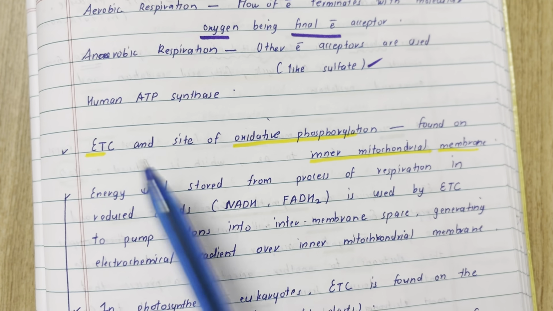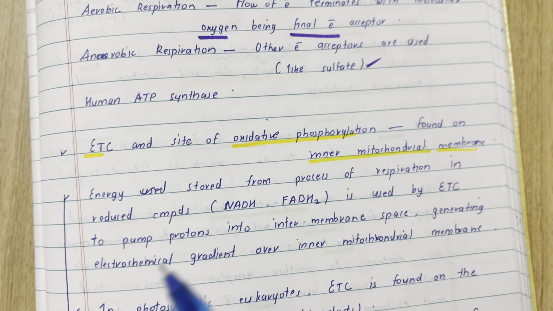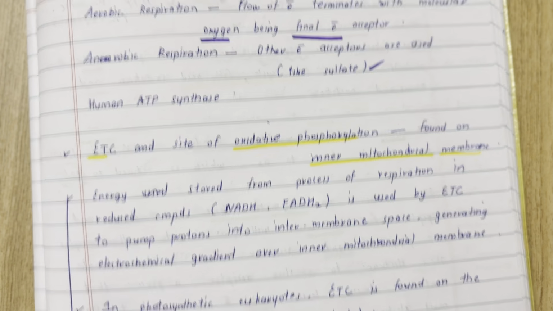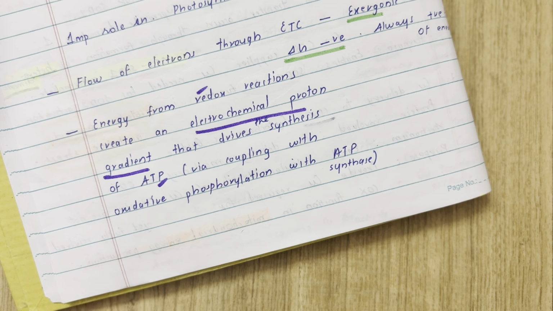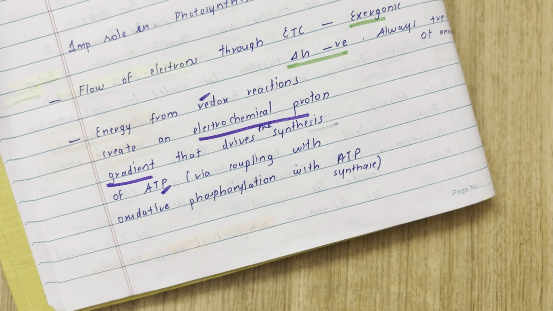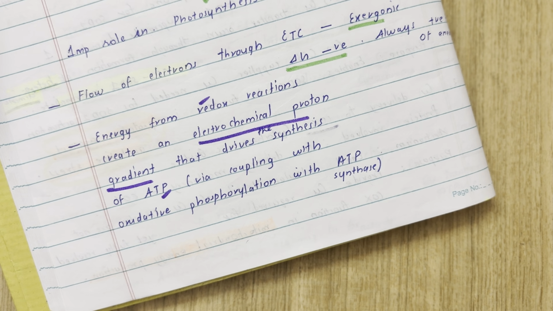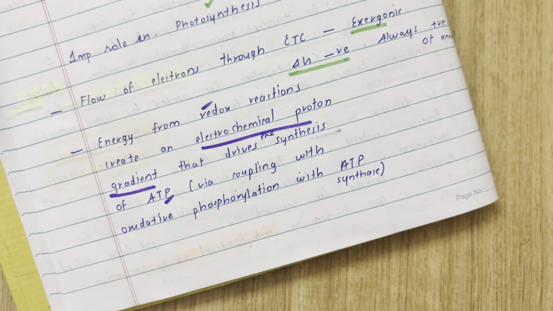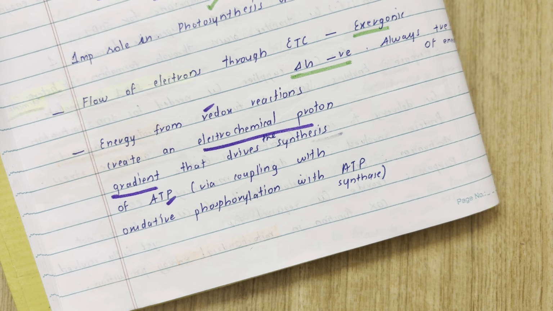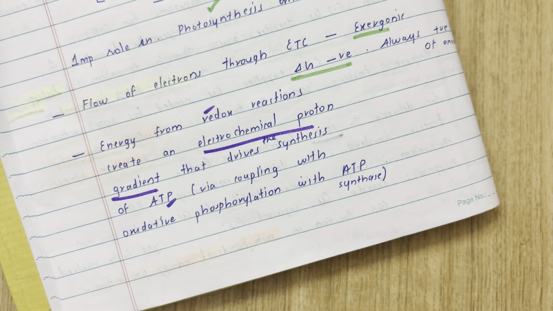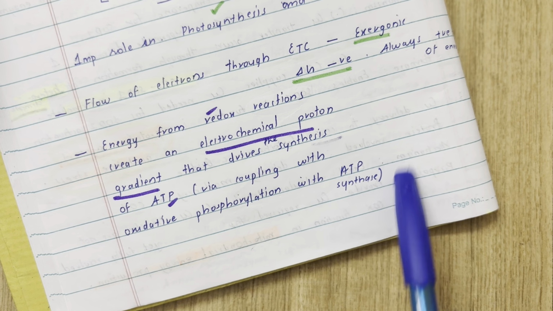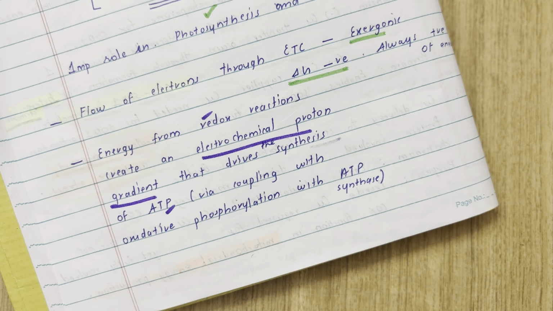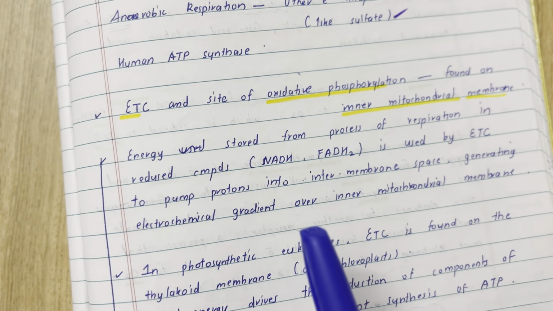Okay, now we'll generalize and see what human ATP synthase is. As we said here also, energy from this redox reaction creates an electrochemical proton gradient, and that electrochemical proton gradient drives the synthesis of ATP. This ATP synthesis is actually from ADP through oxidative phosphorylation with ATP synthase. What is this ATP synthase? So we'll see this.